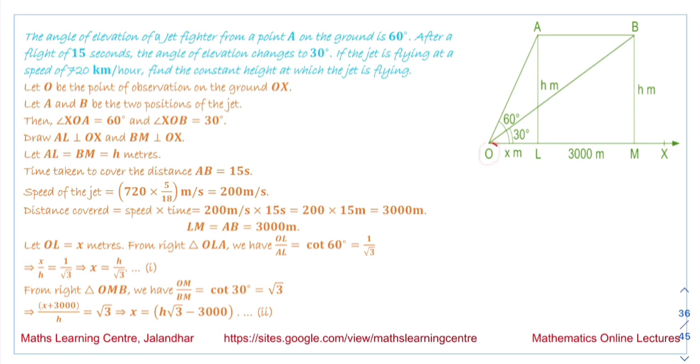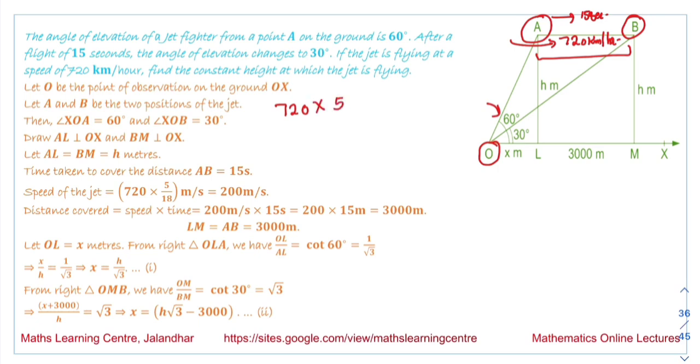So we are saying this O is the point of observation. The point A with the angle of elevation 60 degrees over here. Then after 15 seconds, it has moved 15 seconds. The jet has reached the point B. The speed with which it is traveling is 720 kilometers per hour. It means this distance is covered at 720 kilometers per hour.